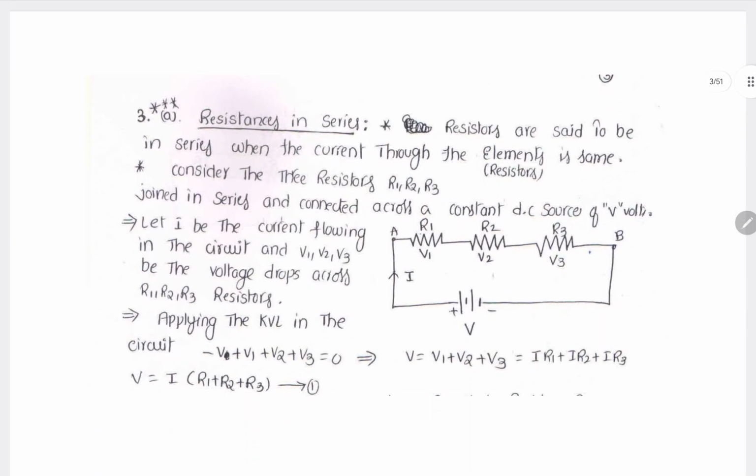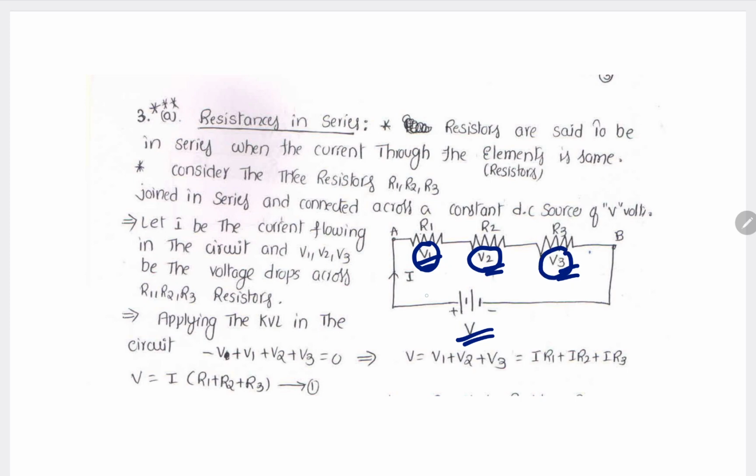So let us quickly go through the series connection and parallel connection. Here you can see R1, R2, R3 are connected in series with the power supply voltage V. Voltage across R1 is V1, voltage across R2 is V2, voltage across R3 is V3.